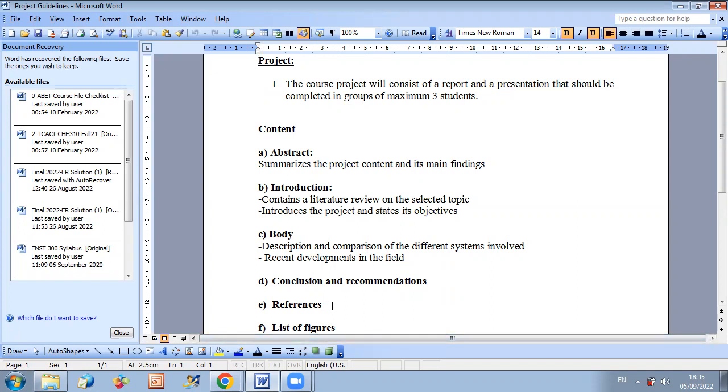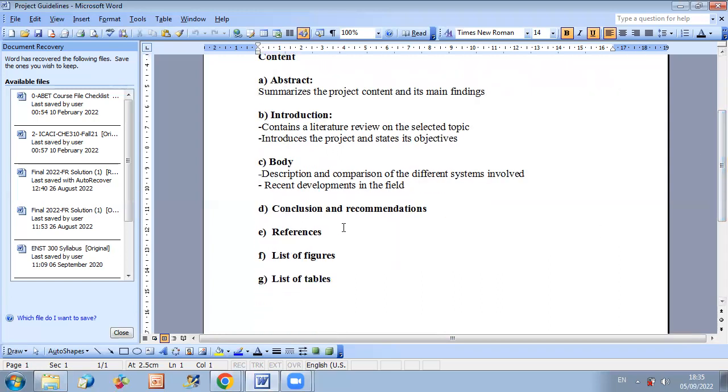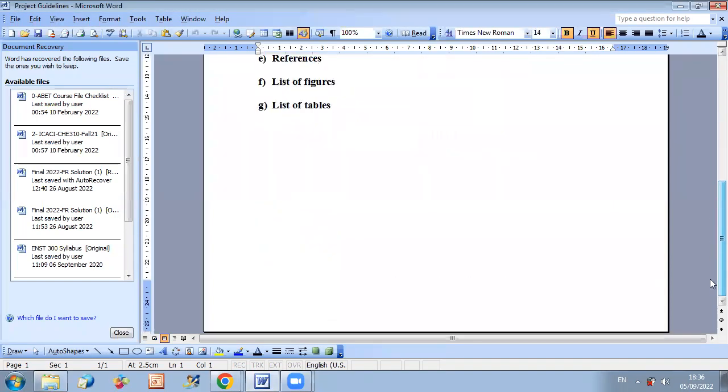The references you use, please try to avoid using just links from the internet, because it's better to have articles, it's better to have resources that are well trusted. Okay. And of course, to organize more your work, provide a list of figures and a list of tables. So this is overall the content of the project.